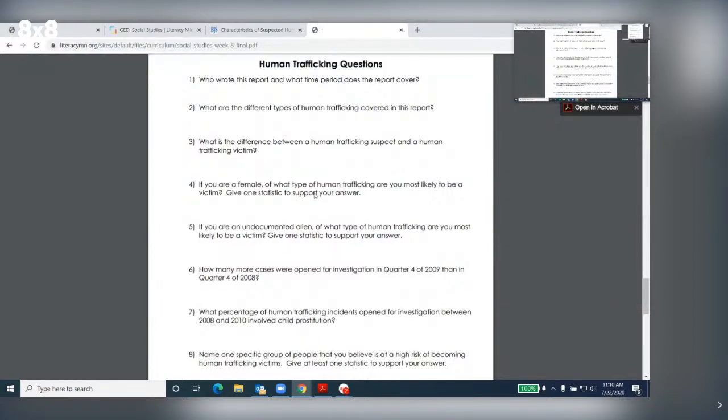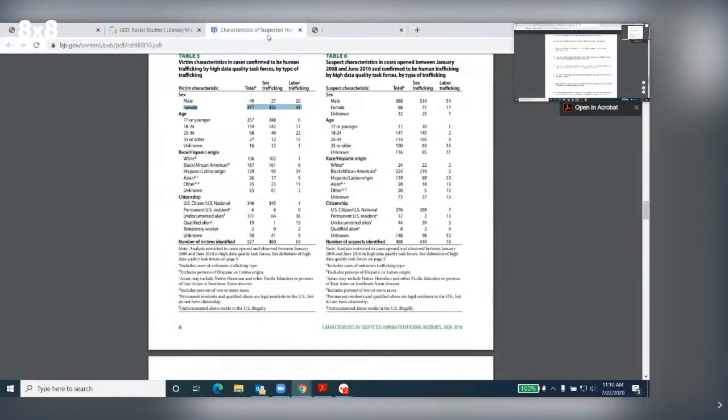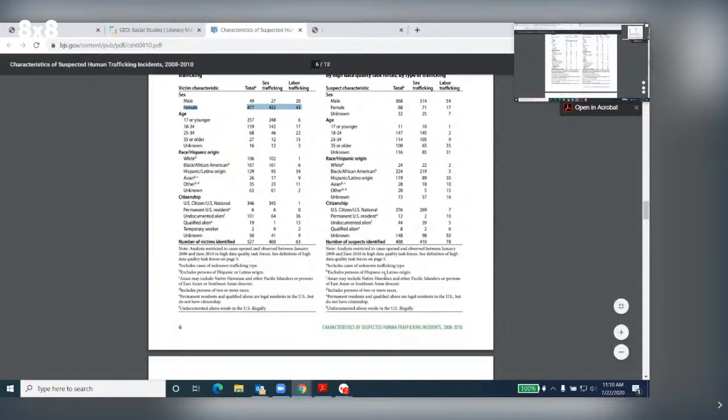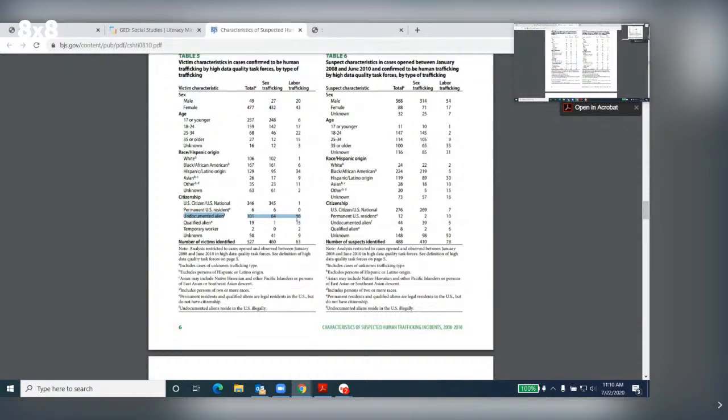An undocumented alien. Let me see if there's one about undocumented. Undocumented alien would be right here. And the same thing, you're almost twice as likely to be a victim of sex trafficking than labor trafficking. So it's just about going in here and pulling out a statistic and putting it in your answer as well. There is a video that goes with this. I'll go ahead and post that too.